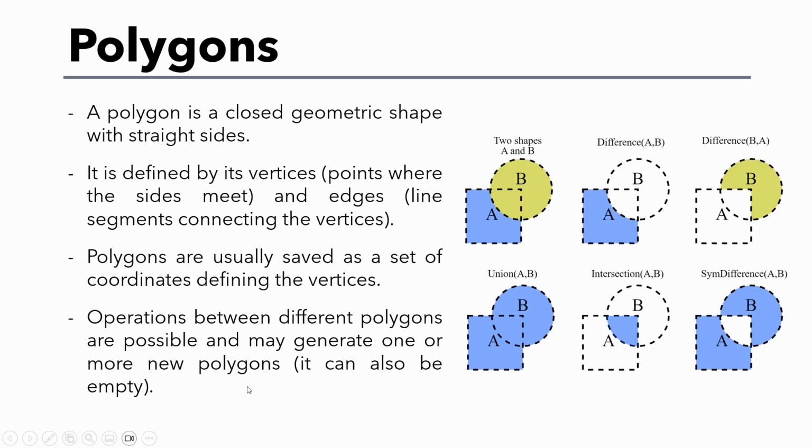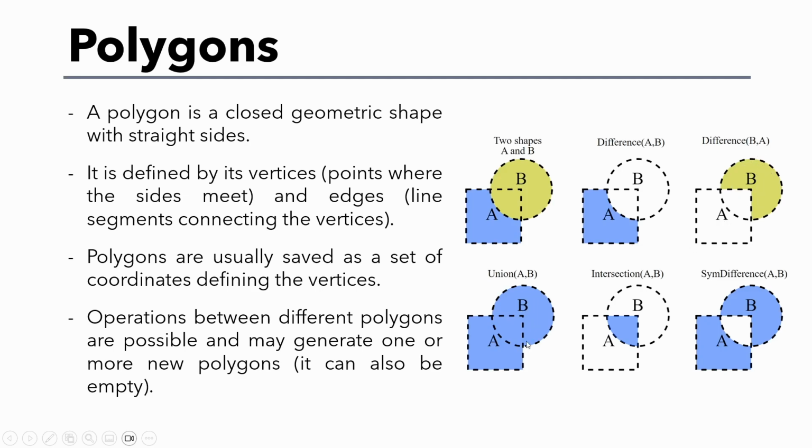Operations between different polygons are possible and may generate one or more new polygons. The result can also be empty. For example, the intersection of two circles that do not overlap is empty. In our example over here on the right, we have two shapes, A and B, A blue, B yellow. If we calculate the difference between those two, the order matters here. The difference of A and B is only going to give us A minus B, and if the order is swapped, then we get B minus A.